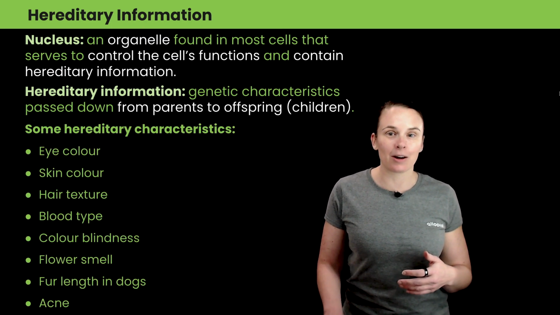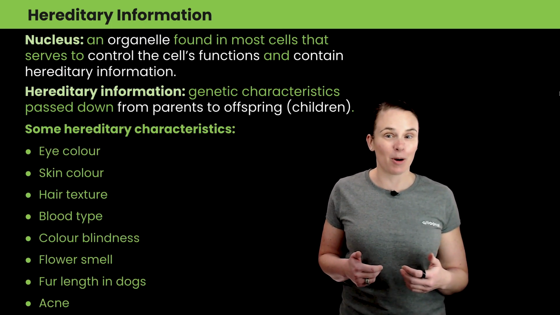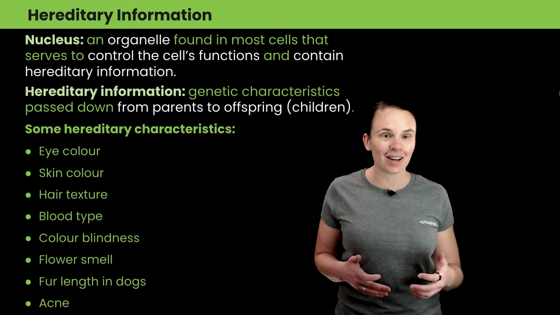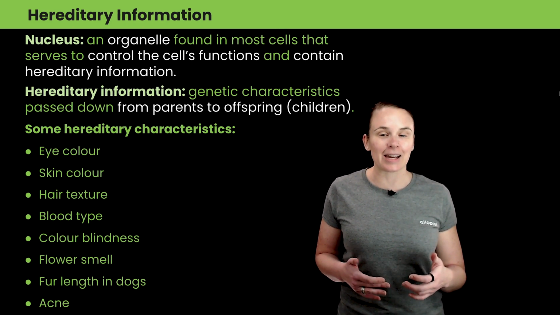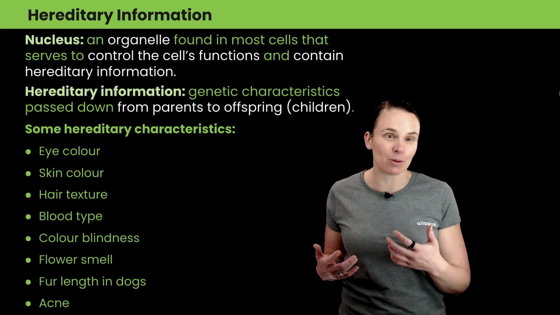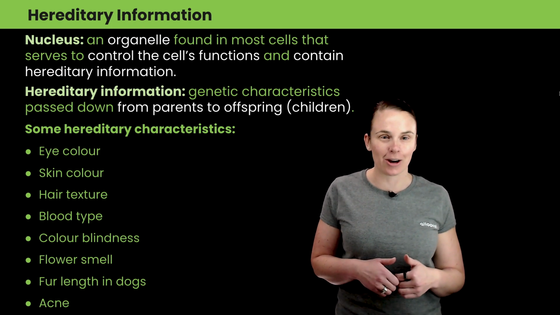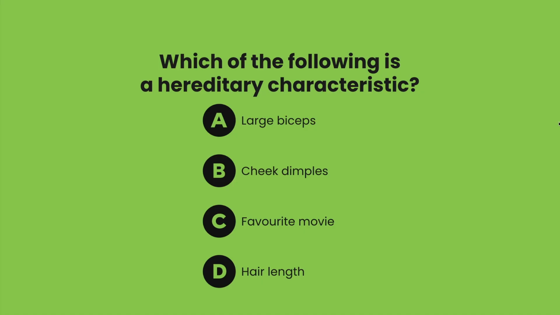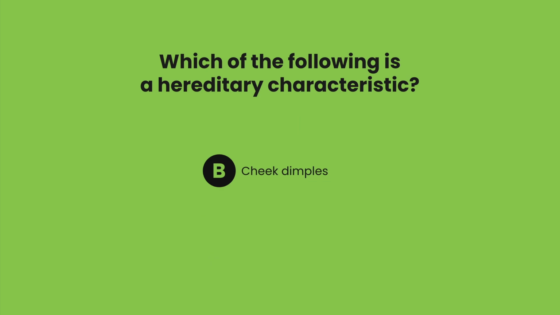So some of the hereditary characteristics that we can get from our parents are eye color and skin color, and also things like acne and color blindness. So some are more physical that we see with our eyes, and others are more internal characteristics. Which of the following is a hereditary characteristic? Is it A, large biceps, B, cheek dimples, C, a favorite movie, or D, hair length? The answer is B, cheek dimples.